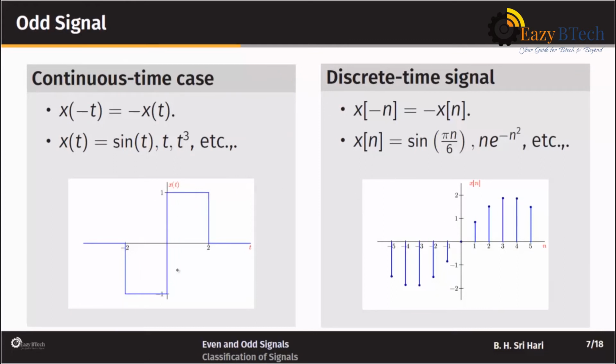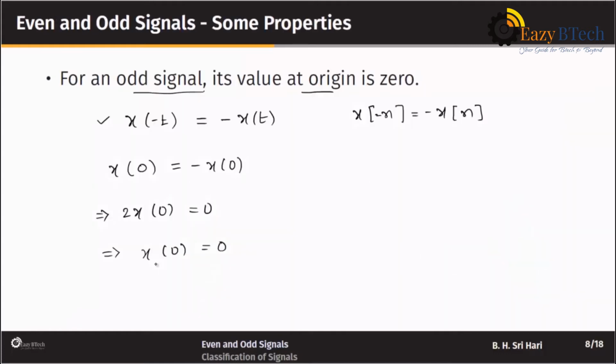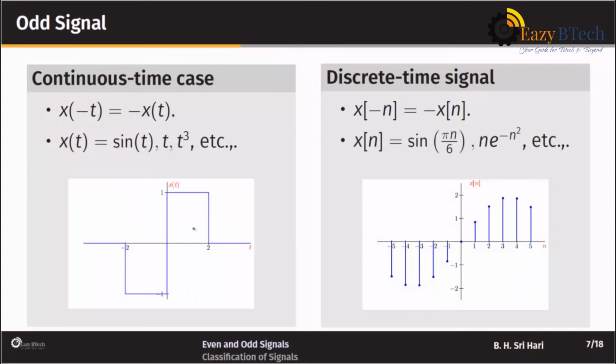But what happens for this signal? What is the value of the signal at origin? We will discuss that when we talk about Fourier series. You have to wait till that time. What is the value of this signal at origin? There is some discontinuity, and how do you evaluate the value at origin? That we will see later.